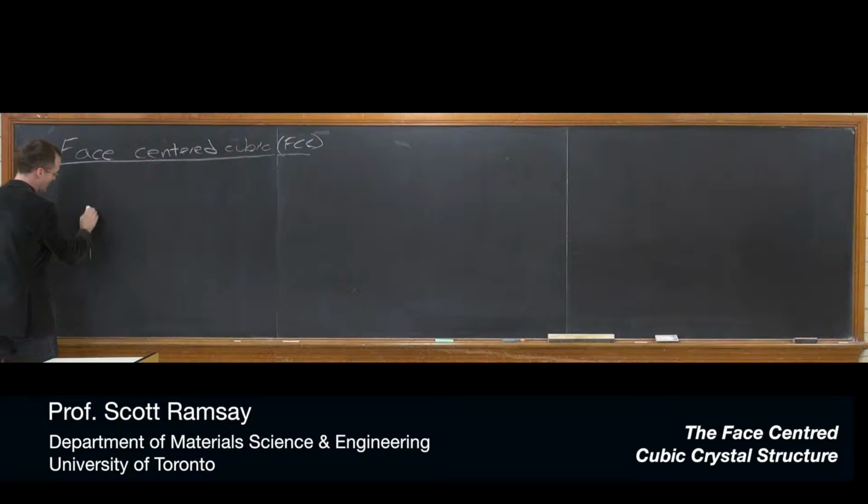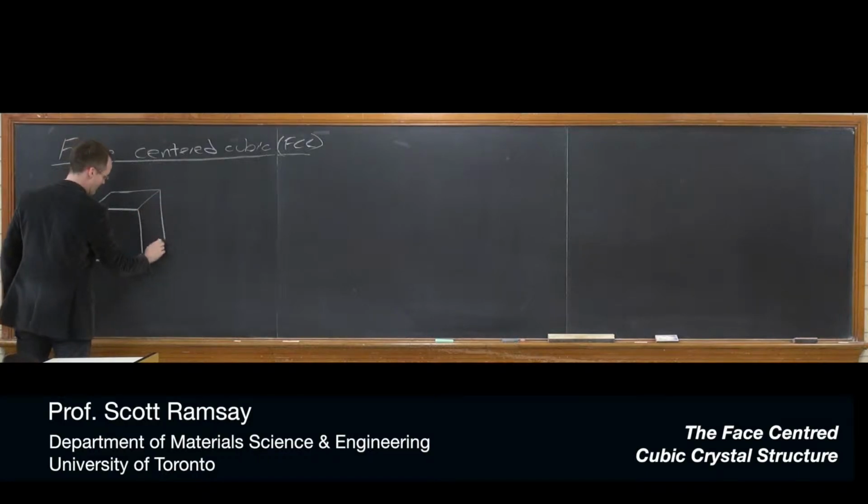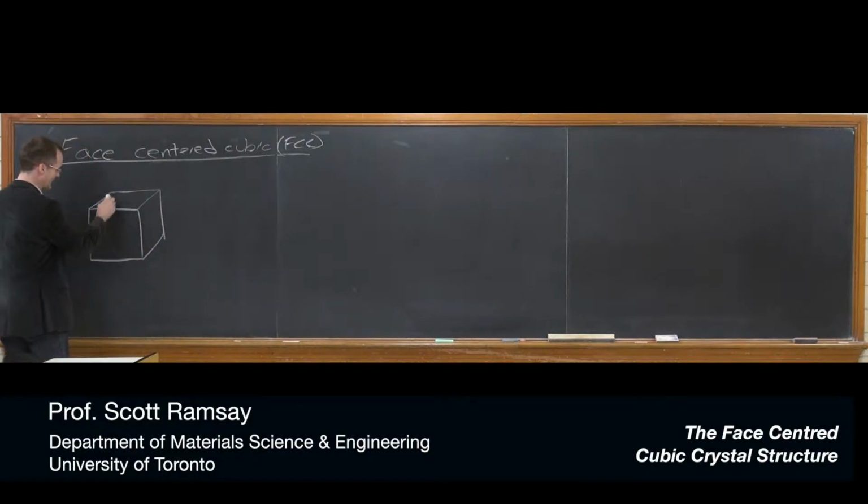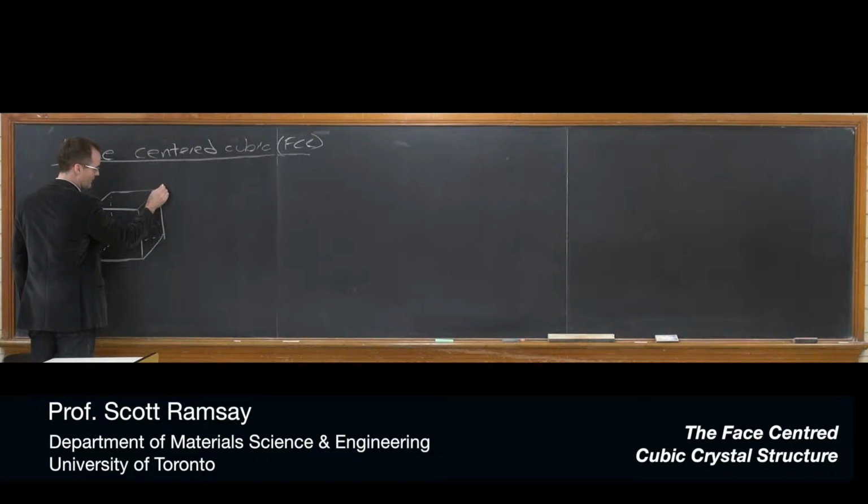So as the name implies, cubic, we're going to start with a cubic unit cell. And then in that unit cell, we're going to position some atoms. And so what we do with all the cubic unit cells is we position the atoms first at the corners, and then, as the name implies, in some other place, in the center of the faces in this case, and I'll show you that in a moment. So let's start off by putting some atoms on the corners.